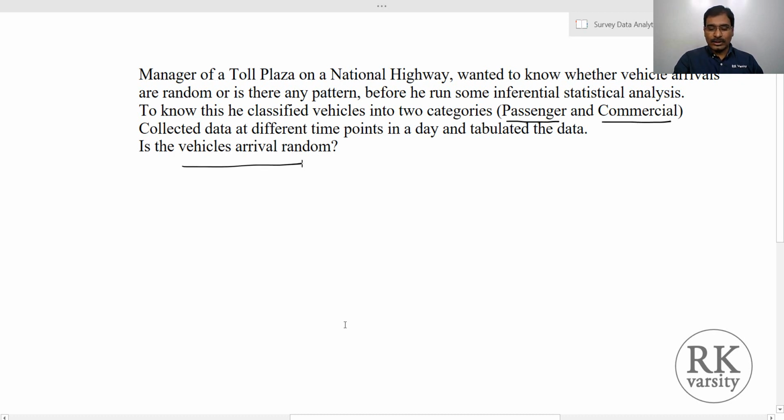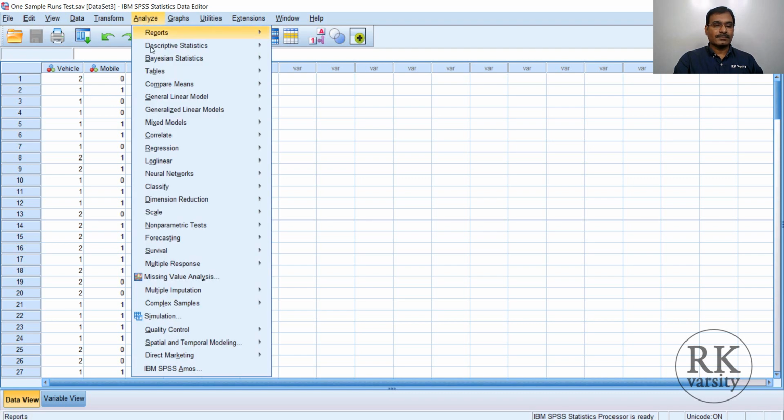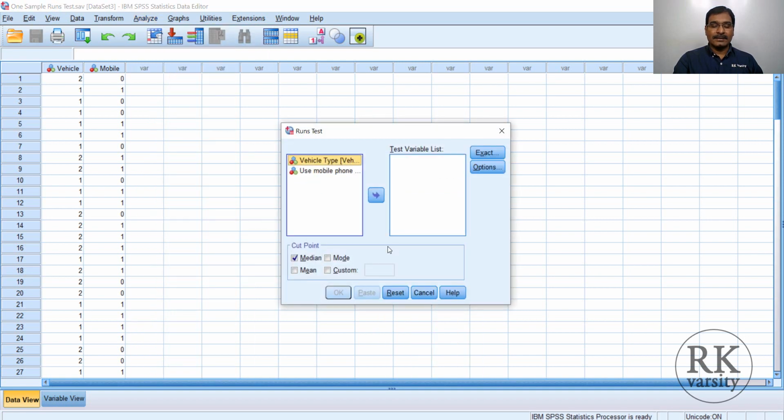So I'll show you the data sheet here. Now here we have a data sheet of vehicles, and to perform runs test, you need to click on analyze, then non-parametric tests, legacy dialogs, and here you have runs. So select the runs, then select your variable, that is vehicle. Now you need to see how the vehicles are numbered.